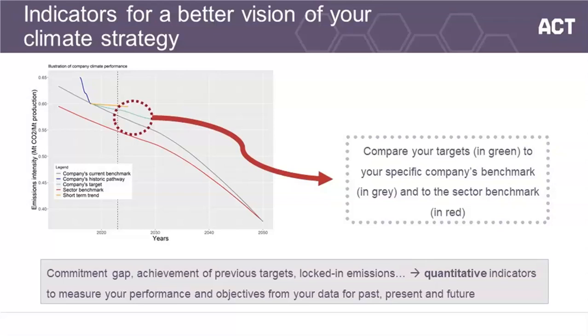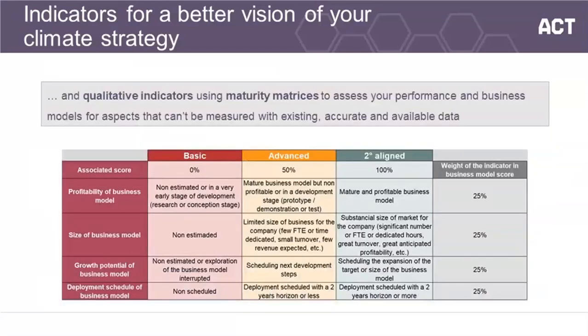The second concept we use is a qualitative assessment, and for that we use maturity matrices. So for example, here you have the maturity matrix for the business model module, which considers 4 criteria: the profitability of the business model, the size of the business model, the potential growth of it, and the schedule for the deployment of this new business model. And you can see that we have 3 levels of maturity: basic, advanced, and 2-degree aligned. And we position, thanks to your data, your company inside this maturity matrix to give you a score on this module of business model. So it's an example of qualitative indicators we can have in ACT assessment.